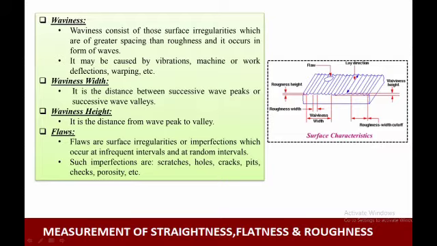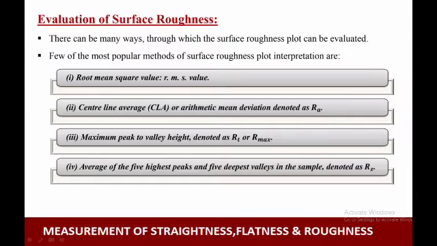Flaws. Flaws are also called defects. Flaws are the surface irregularities or imperfections which occur at infrequent, random intervals. Such imperfections are scratches, holes, cracks, pits, checks, porosity, etc. Now we'll see the different ways for evaluation of surface roughness. There can be many ways through which the surface roughness can be plotted. A few of the most popular methods of surface roughness plot interpretation are as follows.